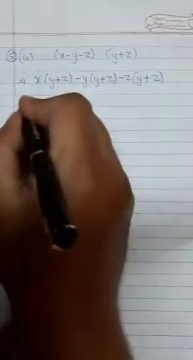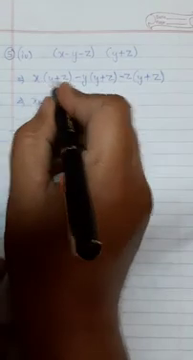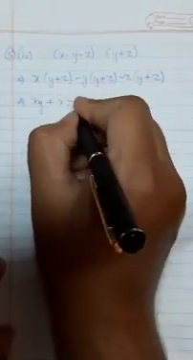Now going for the multiplication. Plus into plus is plus, x into y is xy. Plus into plus is plus, x into z is xz.